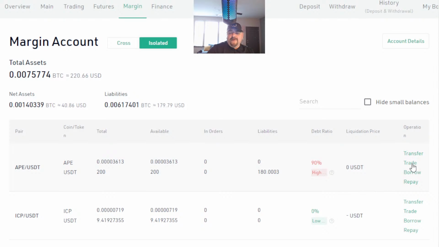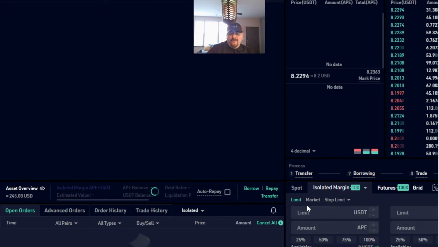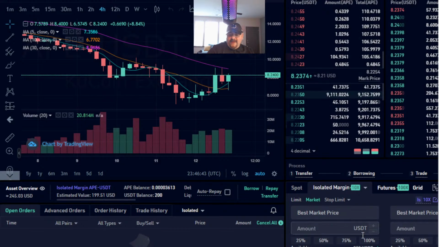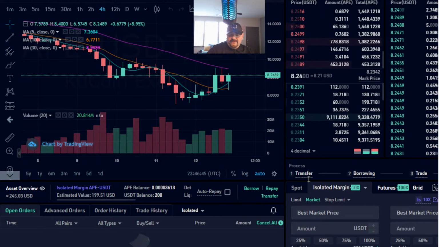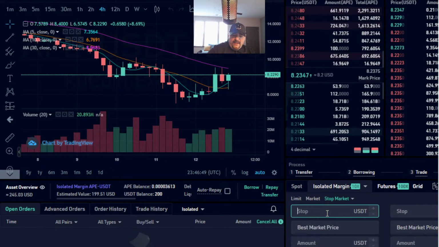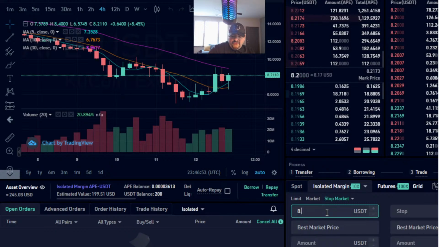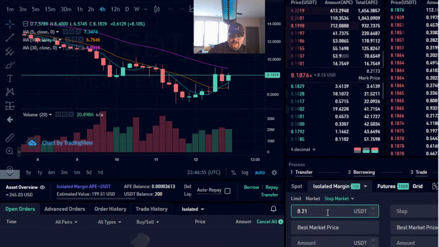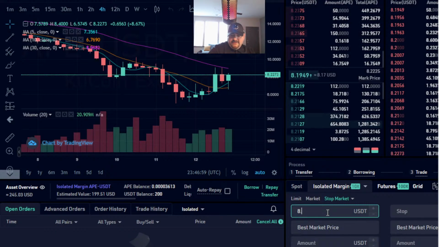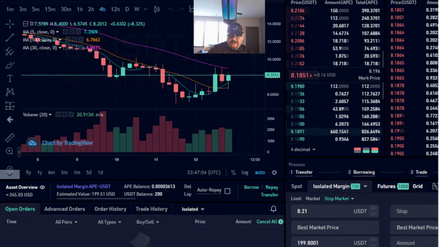But let's get this trade started because ApeCoin is actually hot right now. So I'm going to click trade because right now what I want to do is buy ApeCoin and get in on this run. So ApeCoin's at $2.24. So I want to go to stop market here, and I want to go ahead and buy at $8.21. Or actually, let's try to get a little bit cheaper. Let's get, oh, they're jumping here. $8.21. We're going to go with 100%. We're going to hit buy.